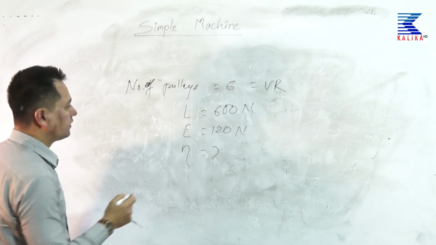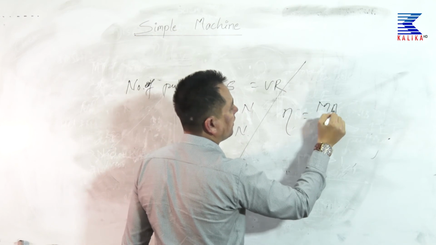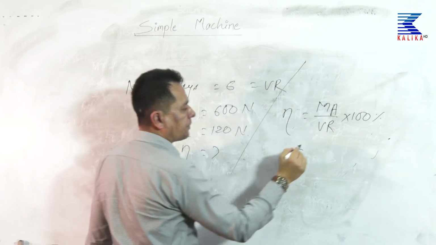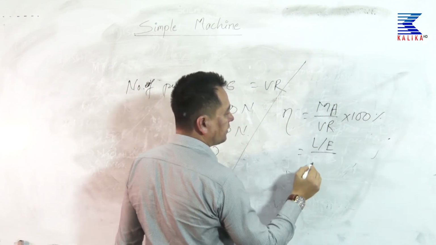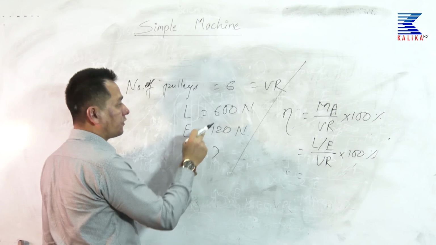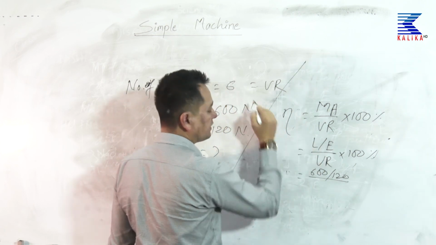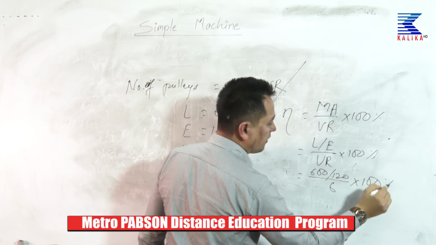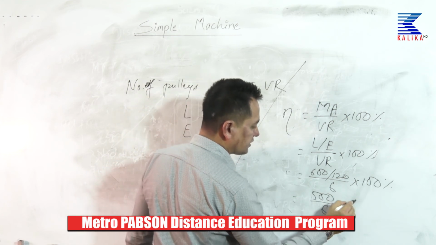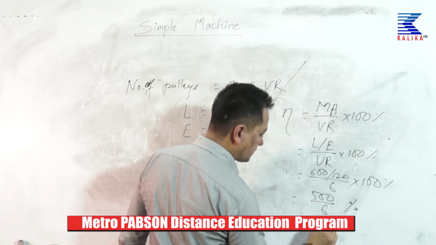How to find out? Efficiency is MA by VR times 100%. MA is load by effort, right? VR as it is, times 100%. Now load and effort. Load how much? 600, effort 120. VR how much? 6. How much is it? 500 by 6%. It's 83 point something like this, 83.33%.